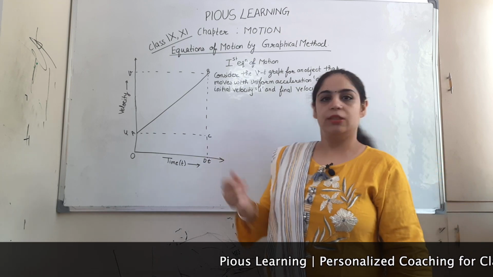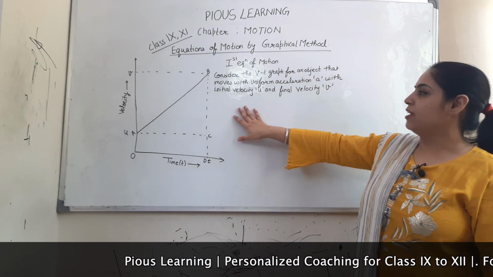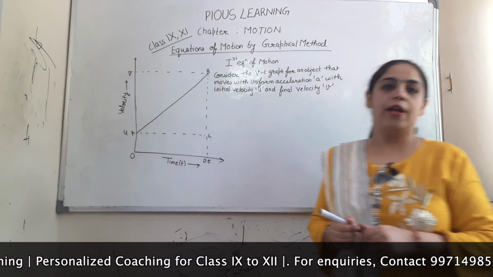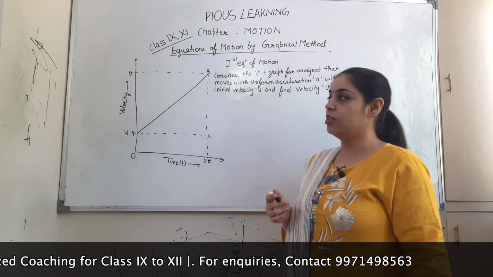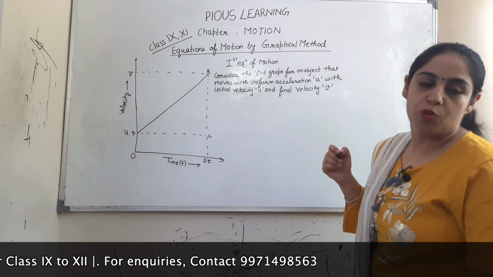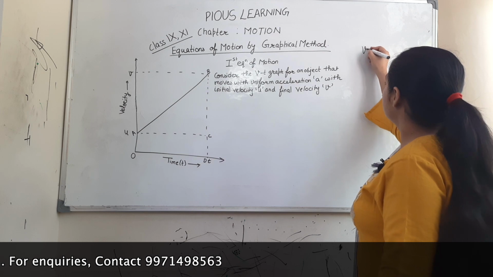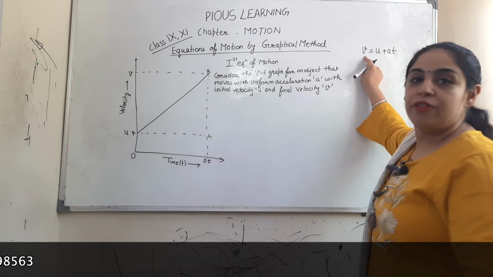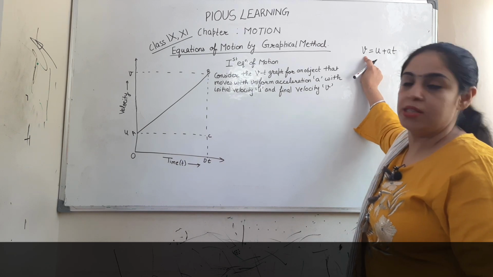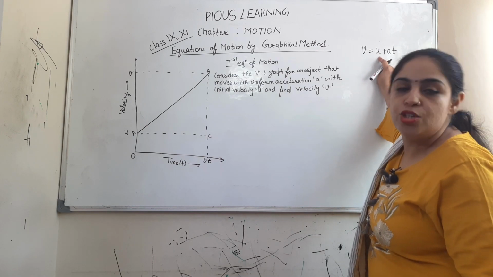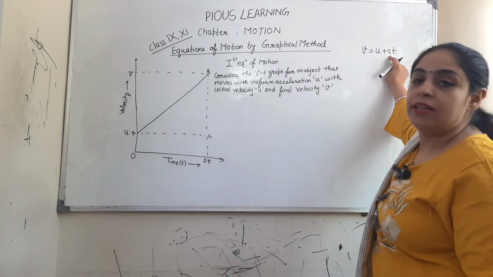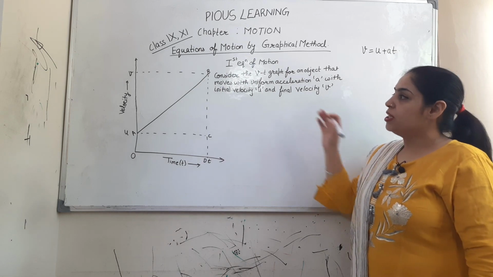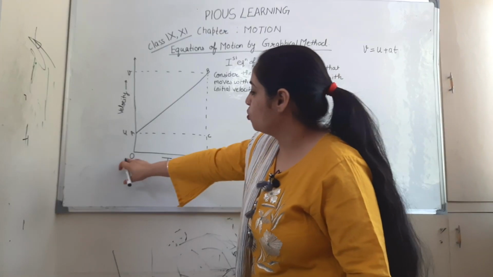So without wasting much time, let's derive these equations of motion. I am writing down the equations of motion. I hope you all have done the chapter motion, and there are three equations of motion that we use. First is v equals u plus at, where v represents final velocity, u represents initial velocity, a represents the acceleration and t represents the time. So these equations of motion we will be deriving using a graph.